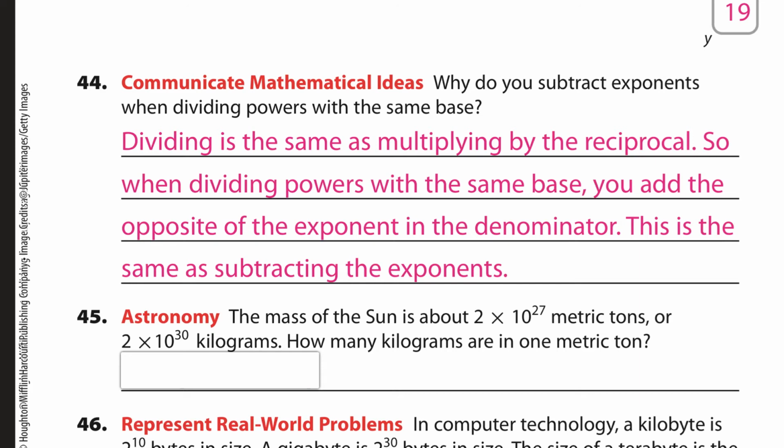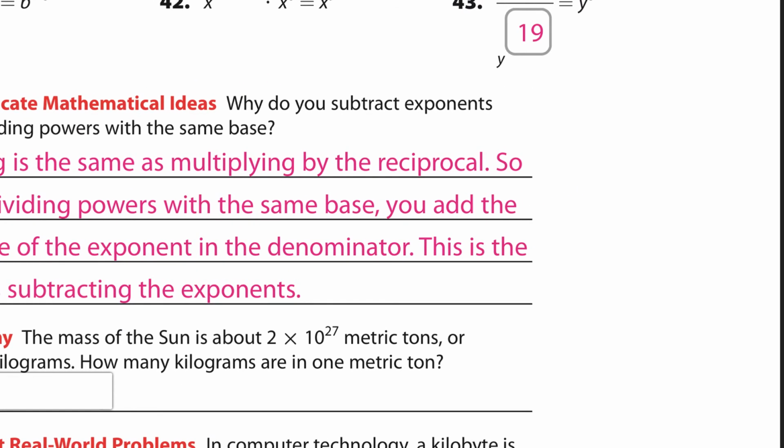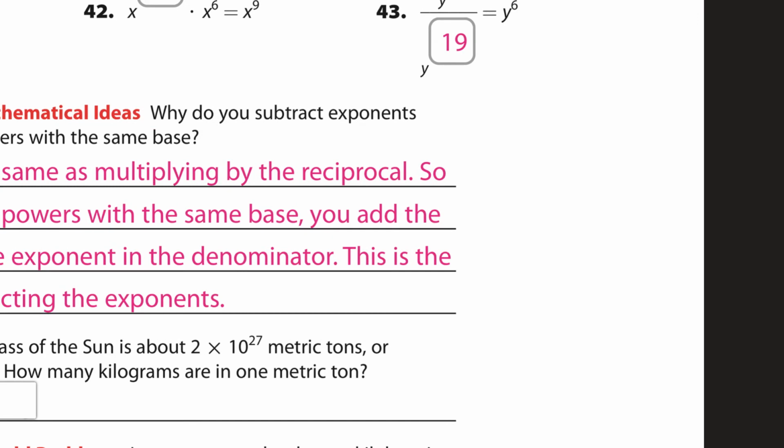Yeah, I mean, that's definitely one idea. And why do you subtract exponents when dividing powers with the same base? To me, it comes down to, if you have 2 to the 5th divided by 2 to the second, that's 2 to the 1, 2, 3, 4, 5 over 2 to the second, and these cancel. And so it's 2 to the third, right? And you can see that's 5 minus 2.